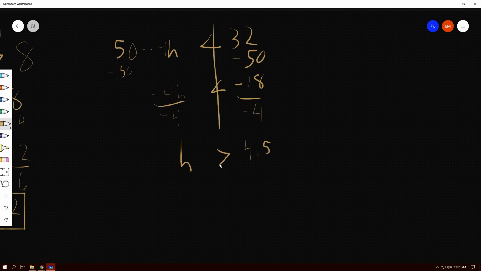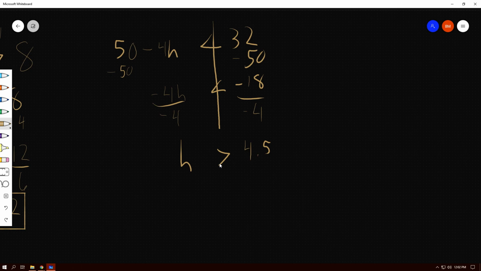Now, what I'm going to ask you is within the context of our problem, what does this answer mean? What it means is that the temperature will drop below 32 degrees after 4.5 hours or more have passed. So in the context of this problem, we were trying to see how long it would take for the temperature to drop below freezing. And we solved it, we got this 4.5. So it's going to take 4.5 hours to be below 32 degrees.